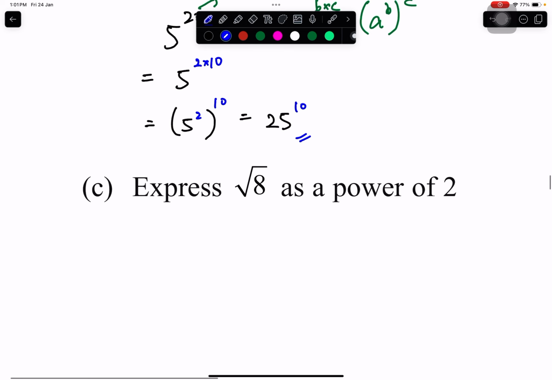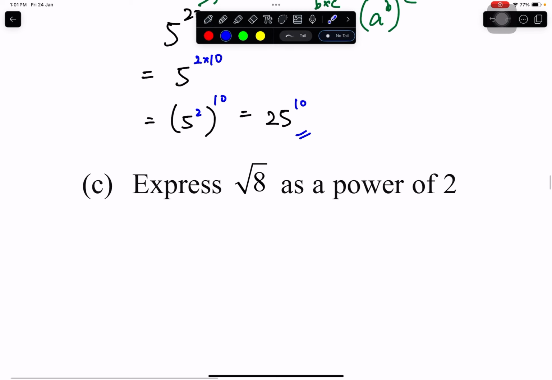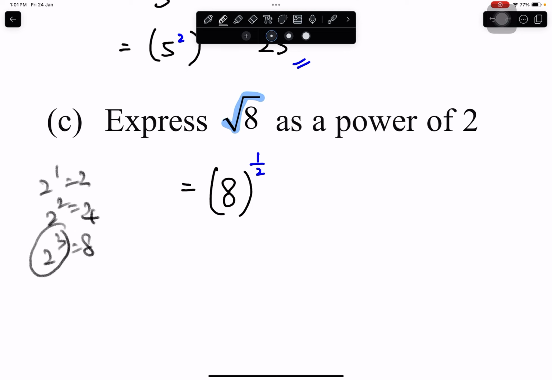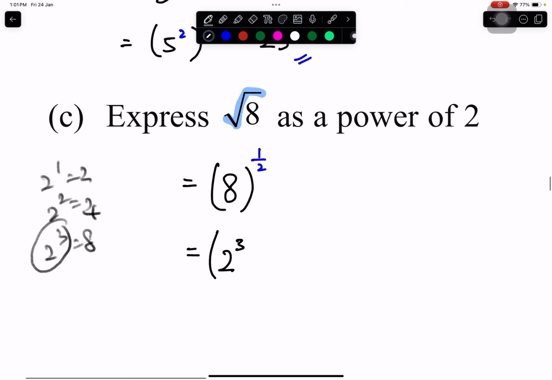Express root 8 as a power of 2. Let's break it down part by part. This square root, we know that it's a power of 1 over 2. Equals 8 to the power of 1 over 2. Then the 8, we know that 2 to the power of 1 is 2, 2 to the power of 2 is 4, 2 to the power of 3 is 8. So it's equivalent to 2 to the power of 3. 2 to the power of 3, that's what we replace.